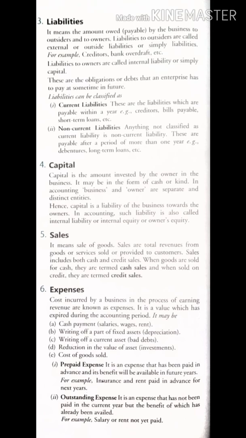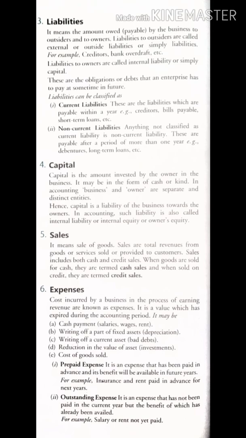Now, writing off of current assets. What do you mean by current assets? It means the amount which we will receive within one year. Why do we write off? We write off, that means we reduce it, because we feel that we will not get this amount. We presume that, and that is called bad debts. If we presume that we will not recover the amount within one year, that is bad debts.